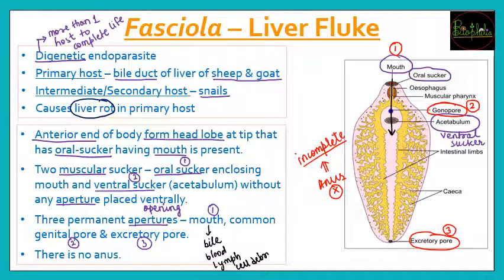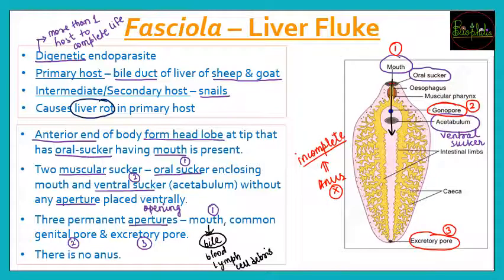अब वो bile पे क्यों feed करेगा? Bile कैसे मिलेगा उसे? Bile मिलेगा because it is going to live in the bile duct. So bile duct में है, so bile is going to be abundantly available. So majorly it will feed on bile, then blood, lymph and cellular debris.